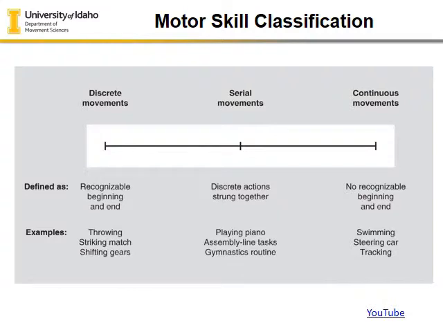And this is just a little bit of a diagram to help you understand a little bit more. You have discrete on the far left, continuous on the far right, so that's a continuum. And then you have serial in the middle, and then you have them defined as, right? There's a recognizable beginning and end versus no recognizable beginning and end. There's this arbitrary kind of component to it. And then you have that in the middle, which is these discrete actions that are strung together. And then on the bottom, just some more examples for you to review.